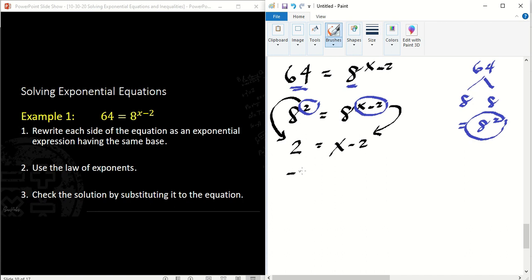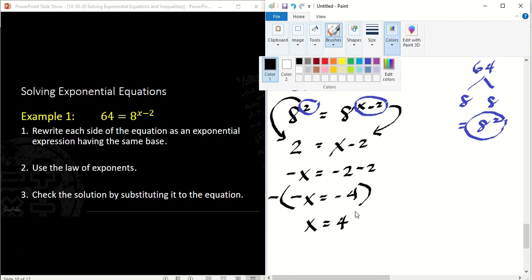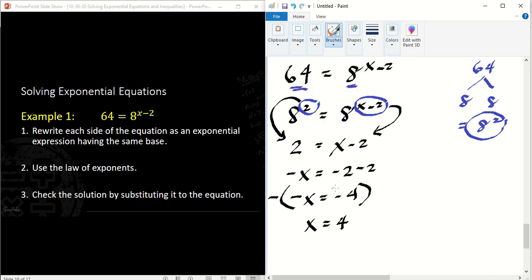So, we have transpose x, so that is negative x is equal to negative 2. Transpose yung isang 2, that is minus 2. Tinawid sa kabila, minus 2. So, negative x is equal to negative 4. Bawal lang may negative sa x, so multiplied by negative sign para mawala. Negative times negative, x is equal to negative times negative, positive 4. So, ito yung final answer. So, ang sagot natin dyan is 4. X equals to 4. Yan lang yung hinahanap.